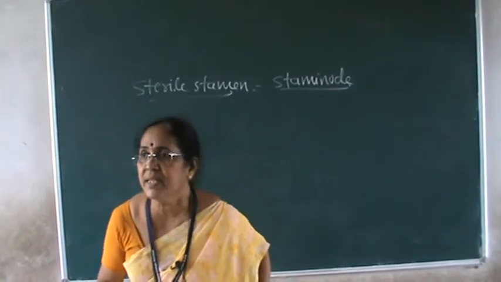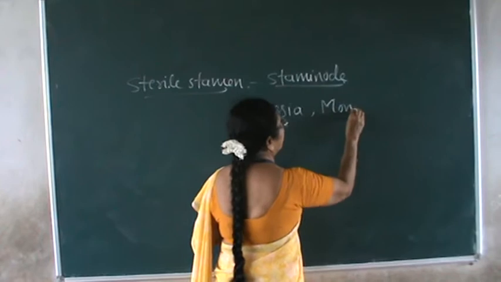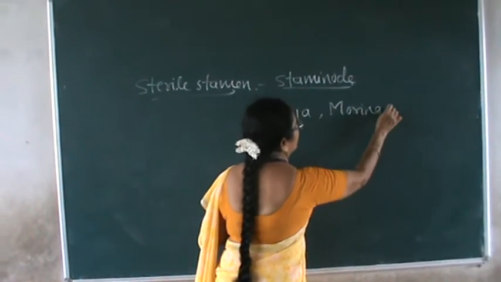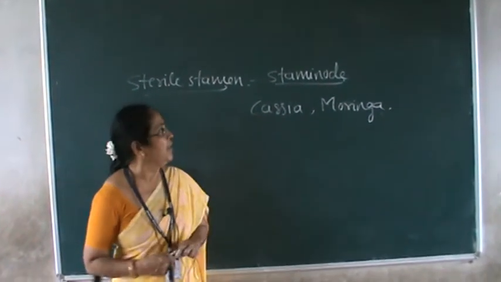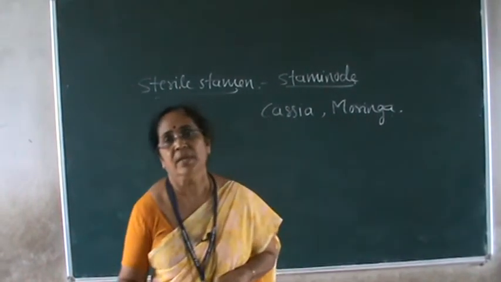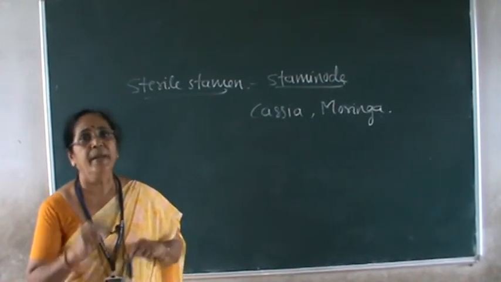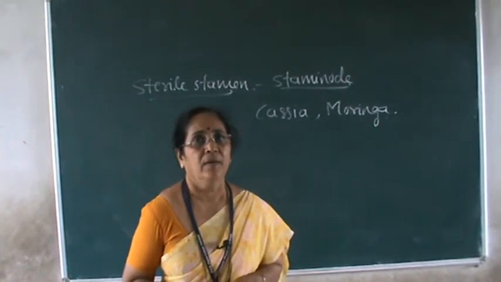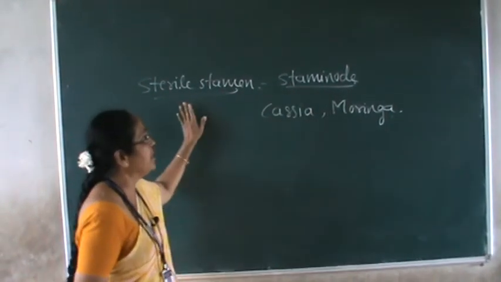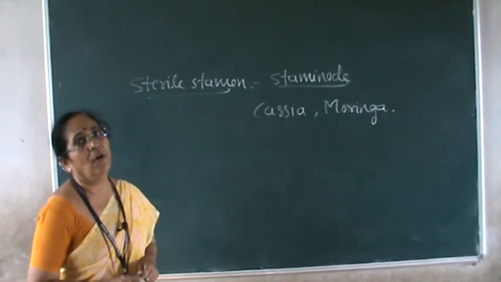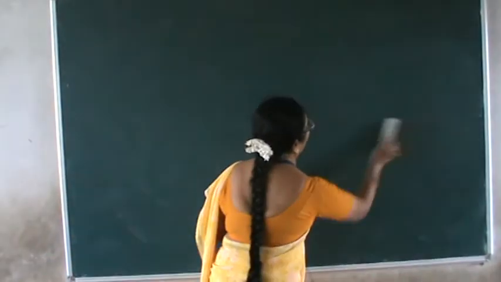In many cases, Cassia is one of the examples. Cassia, and Moringa, which is drumstick. Drumstick is called Moringa. So they are the examples where we get 10 stamens. Cassia flower is with 10 stamens and Moringa is also with 10 stamens. Out of these 10 stamens, many are not capable of producing pollens. They remain as small rudimentary stamens, and that kind of stamens are to be called staminodes. Staminode means a sterile stamen formed in the Cassia flowers and also in Moringa flowers. Moringa is drumstick, Nugekai is called the Moringa plant.